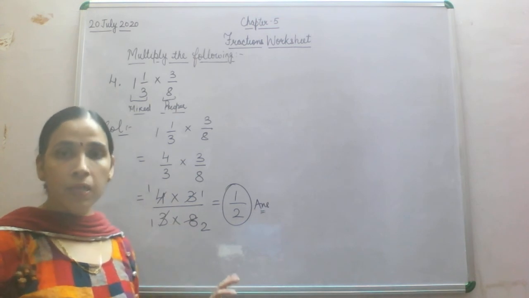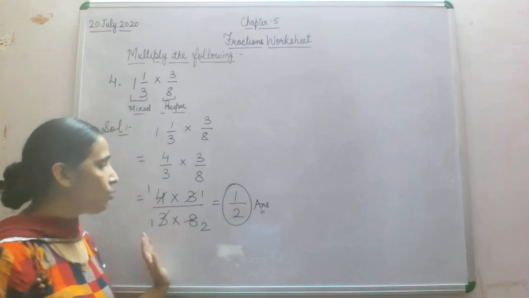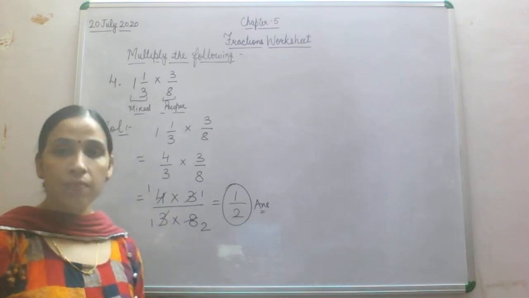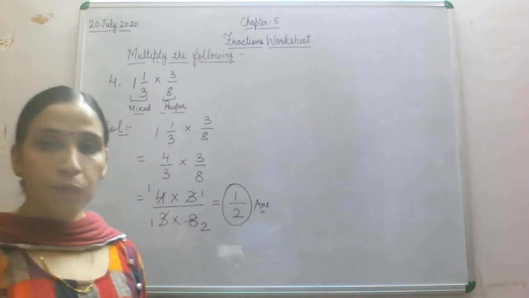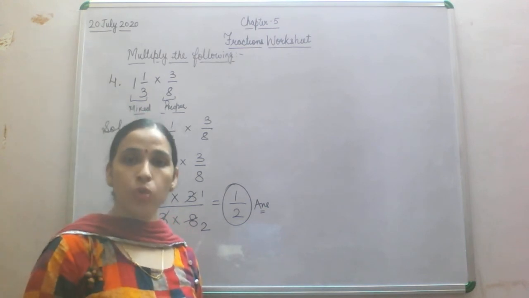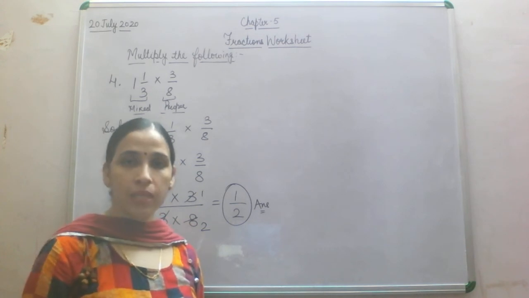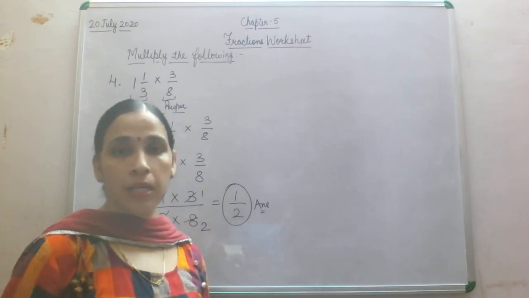the lowest term. Now what will we do? We will multiply it. 1 ones are 1 and 2 ones are 2. So which answer will we get? That is 1 by 2. So this fraction worksheet you are supposed to do in your fair notebook only, and whichever exercise we were doing, just after that. Okay.